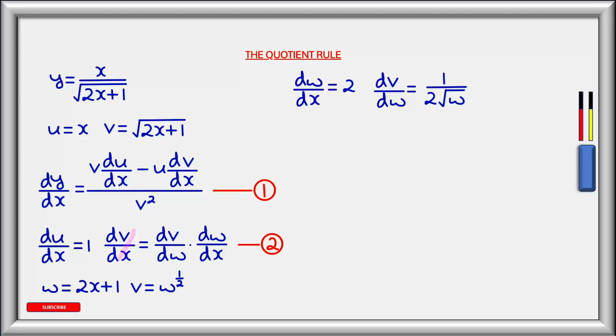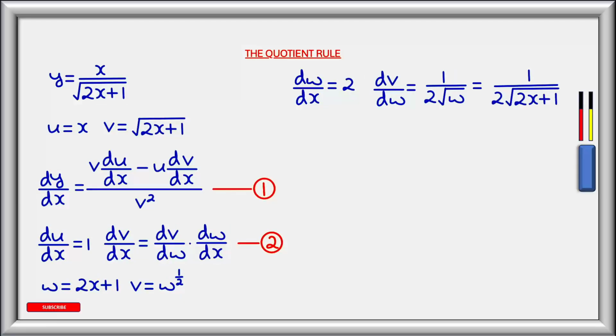And so to find dv by dx, we need to find dv by dw, where v is equal to w raised to the power of a half, and dw by dx, where w is equal to 2x plus 1. So to find the derivative of w with respect to x, we can simply use the power rule, and this evaluates to 2. We can also use the power rule to find the derivative of v with respect to w, where v is equal to w raised to the power of a half. And this equates to 1 divided by 2 multiplied by the square root of w.